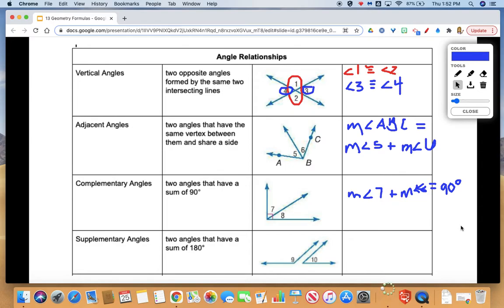Supplementary angles are two angles that have a sum of 180 degrees. They form a straight line. So the measure of angle 9 plus the measure of angle 10 must be 180.